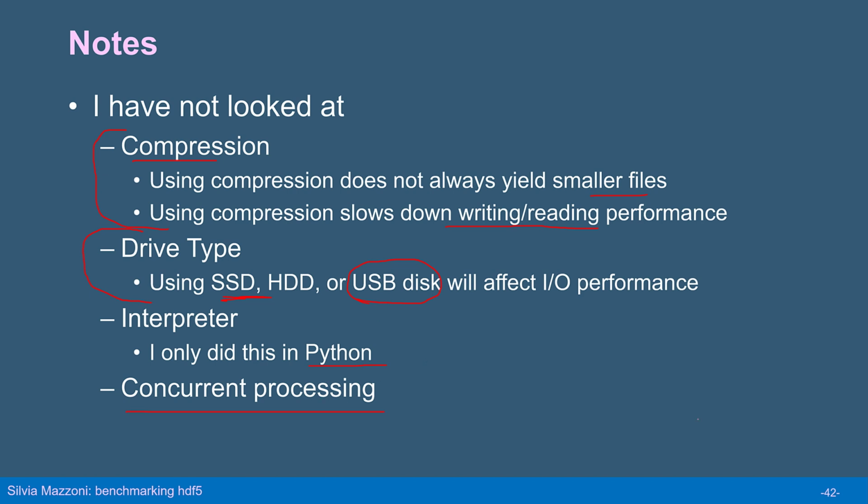Also, another thing you might want to take advantage of is concurrent processing. Once you've decided on your design, then you might want to take into account maybe being able to do things with concurrent processing, especially if you're writing to different files. And so these are additional things and additional notes that you should consider in your study.